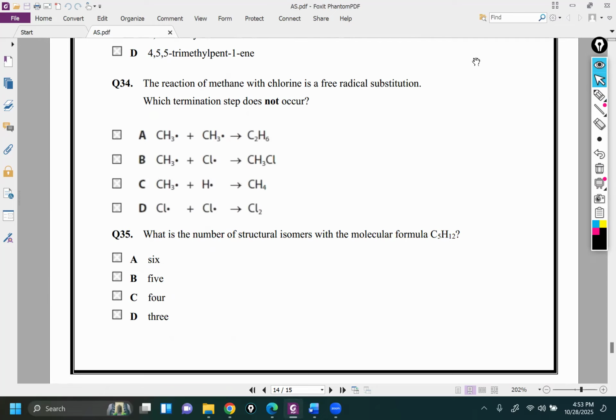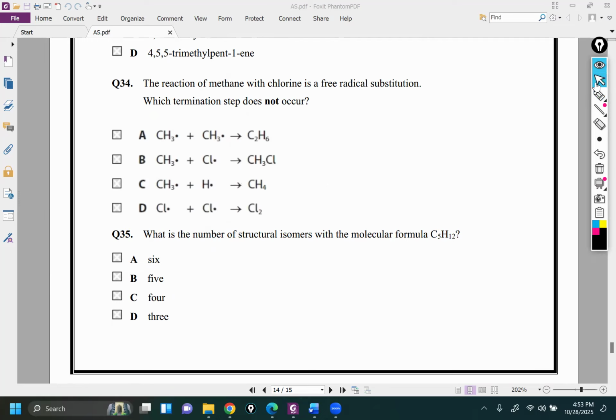Question 34. The reaction of methane with chlorine is a free radical substitution. Which termination step does not occur? So again, this is a termination step, yes, this is also termination, this is also termination. Hydrogen free radical is never formed in the substitution reaction. Keep in mind this point, and this is the correct option.